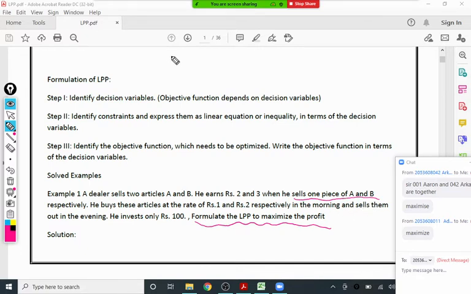Therefore, the objective function becomes maximize Z. Now we observe that by selling one piece of A, he is getting 2 rupees. So if he sells X pieces, how much rupees will he get? 2x rupees. So we get 2x plus 3y. This is the money that he is going to earn by selling X and Y pieces. So we have to maximize that. Actually we have to find X and Y so that Z is a maximum.